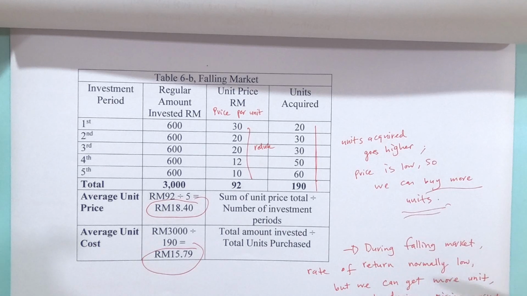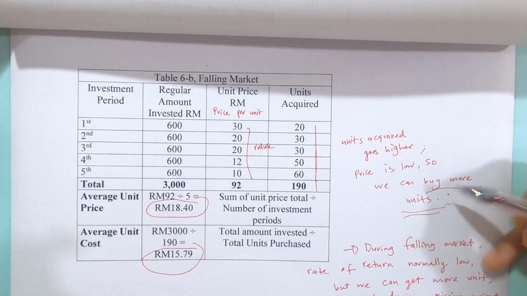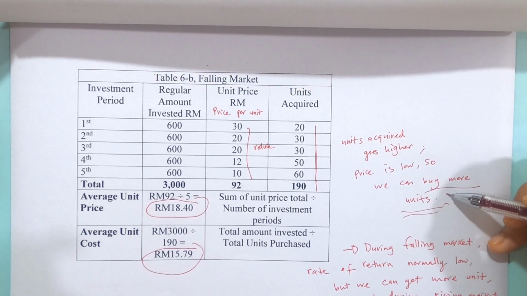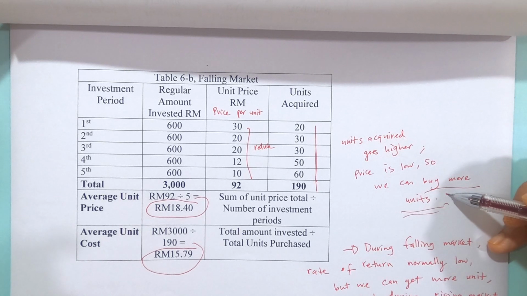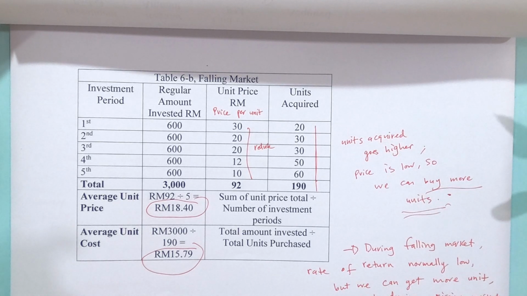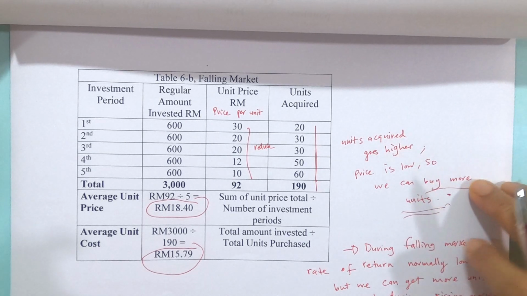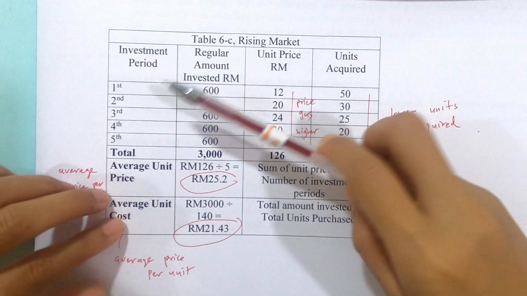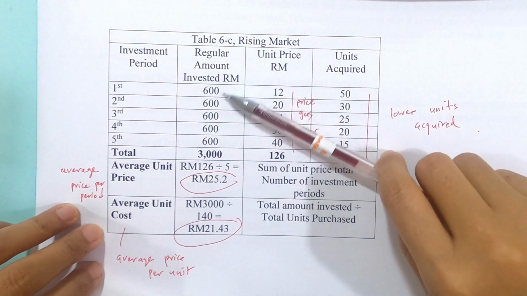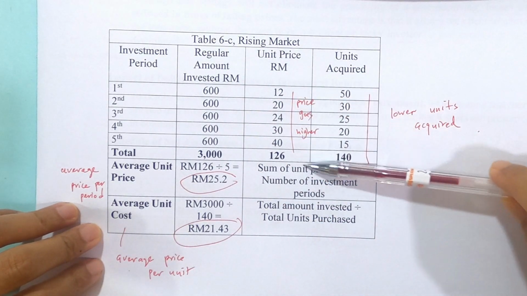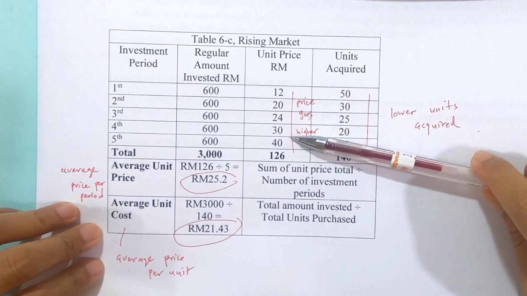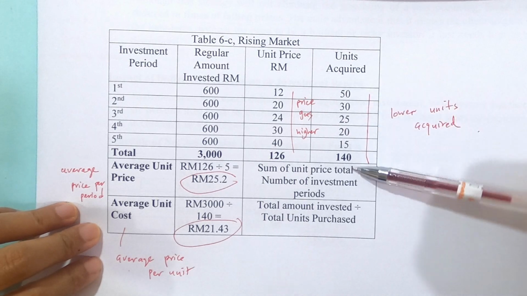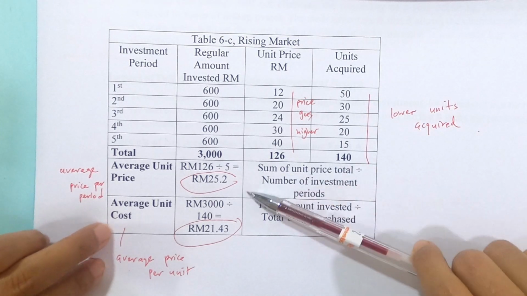During the rising market where the rate of return is good, we can make a profit because we have a higher number of units that we got during the falling market. So in this situation, whether in a falling market or a good market, we can still make something out of our investment. This is the example of a rising market. We have the same investment periods and regular amount of investment. We can see that the price goes higher from 12 to 24 to 30 to 40, and the units acquired are reduced.